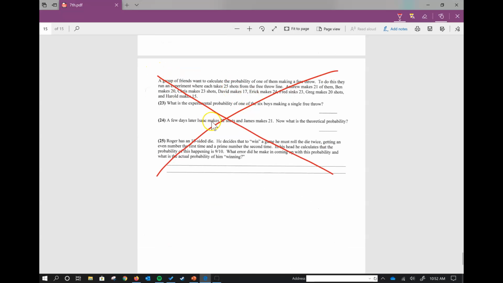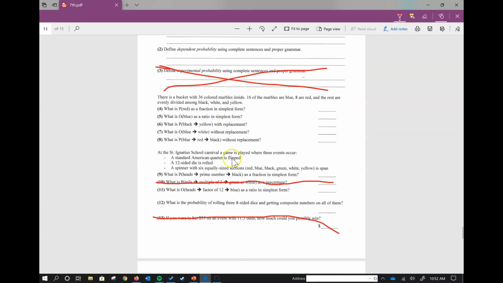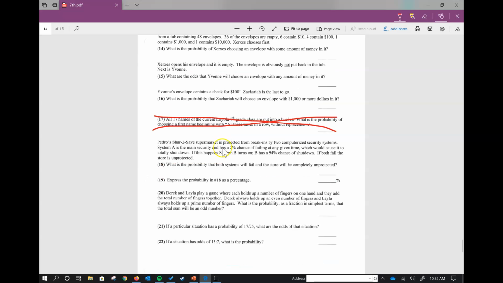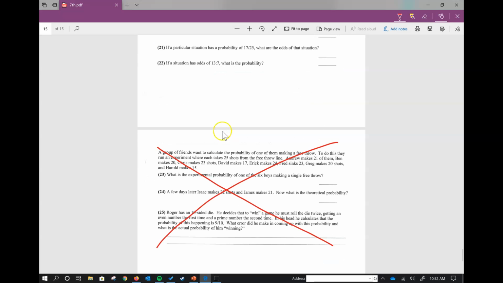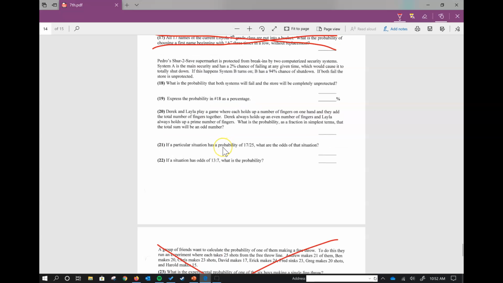And then don't worry about 23 to 25, the last setup at all. That's experimental probability, and we'll talk about that next week. So on that final test, you can skip 3, 10, 13, 17, and 23 through 25. You should be able to do everything else with a little bit of hard work and thinking.